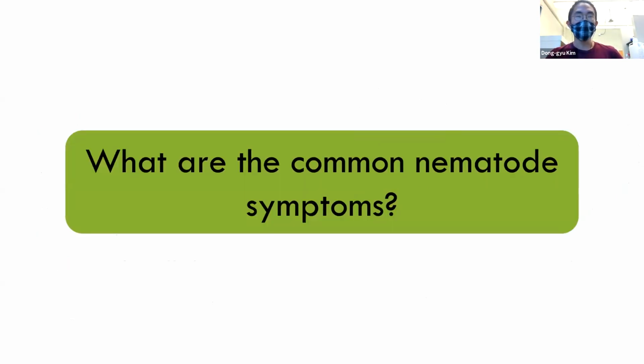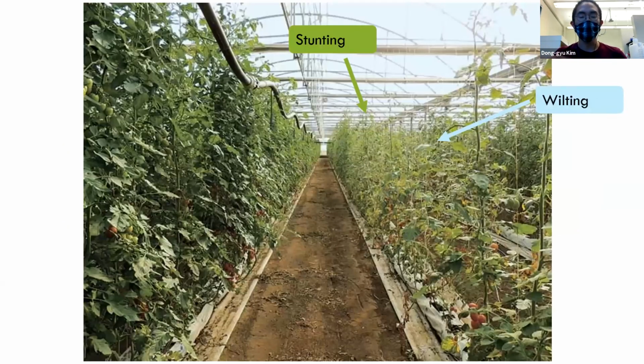So, the common nematode symptoms. Although the nematode primarily spends its life in the underground setting, a lot of the more pronounced effects can be observed above ground. Unfortunately, the symptoms might not be as unique or dramatic as can be observed in other, say, fungal or bacterial diseases. But these symptoms, which can range depending on the severity of the nematode infestation, include stunting and wilting.